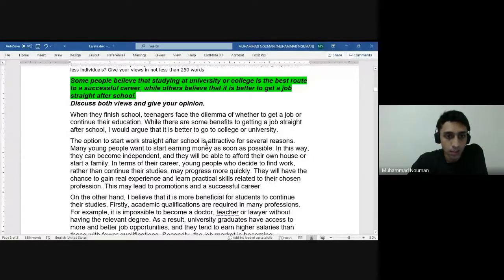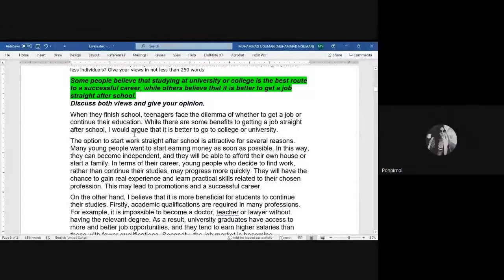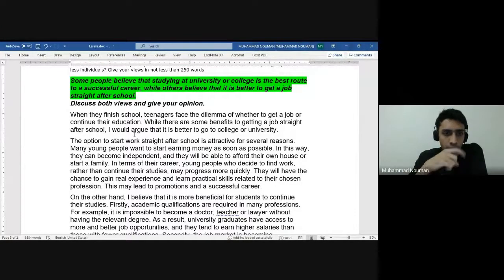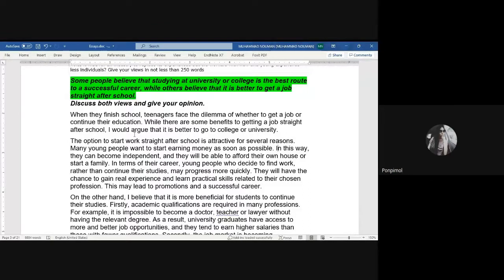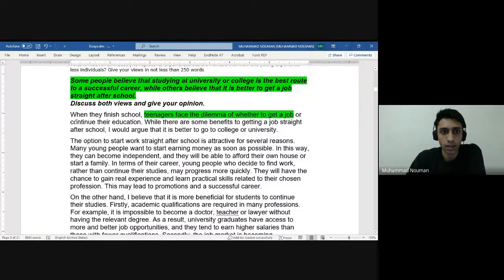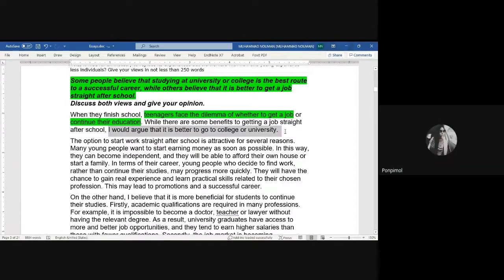So last time we discussed some points. Can you remember? Yes, I remember. So can you tell me in the first paragraph what is the good point? Like they discuss about study in university compared to getting a job straight after school, which one is better? Okay, so they discuss both in the first paragraph and give his opinion. Yes, and he gives his opinion.